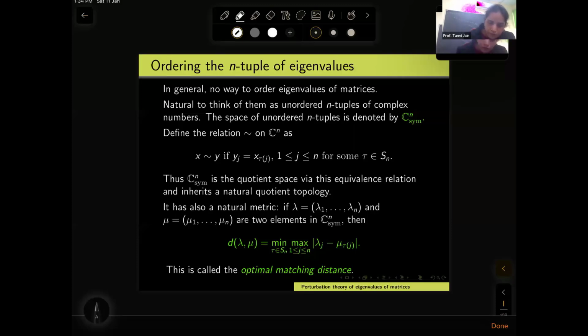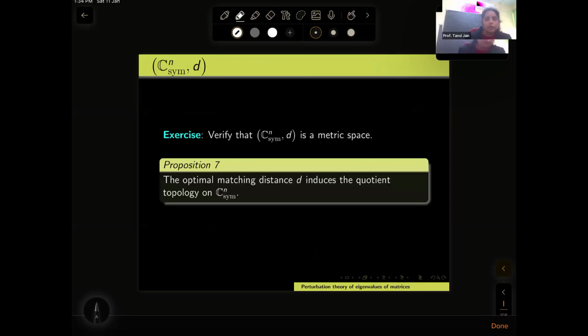Here, again, it is an exercise in basic metric spaces that this D, the optimal matching distance, is actually a metric on C^n_sim. So it's a nice exercise for students to attempt. Also, every metric induces a topology on the space. The topology induced by the optimal matching distance is the same as the quotient topology on C^n_sim.